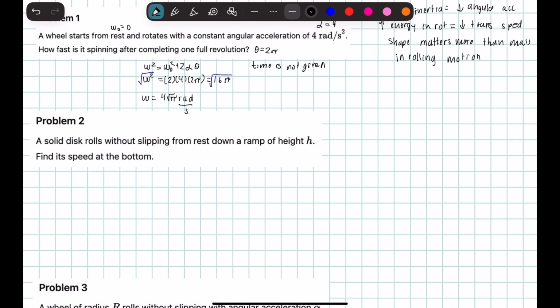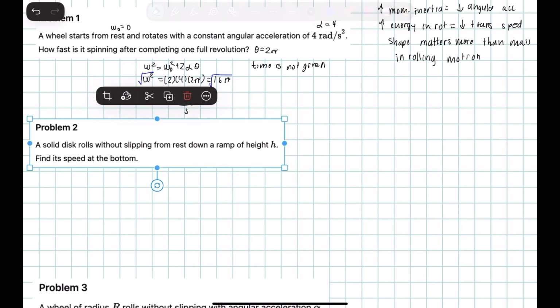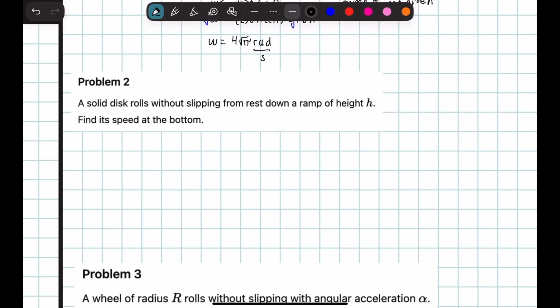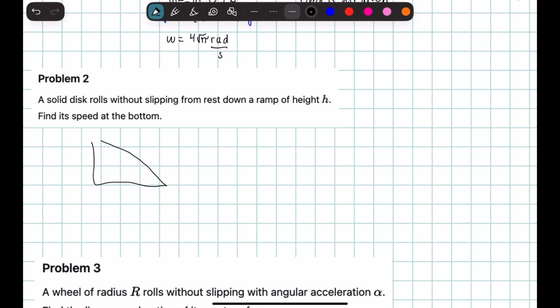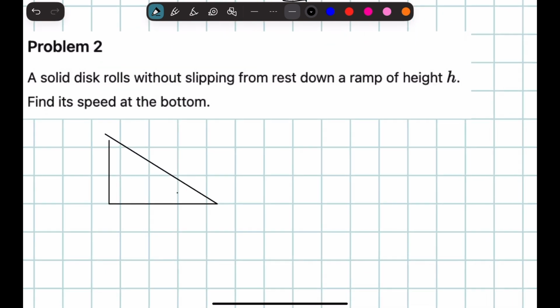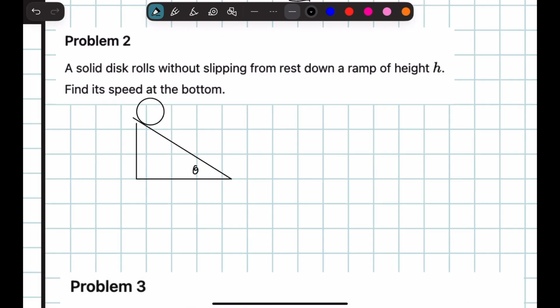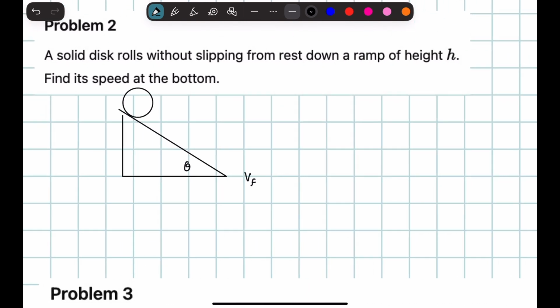A solid disk rolls without slipping from rest down a ramp of height h. Find the final speed at the bottom. So let's draw this out. Let's say we have this ramp and this solid disk, and we want to find the speed at the bottom, so we want to find v final.